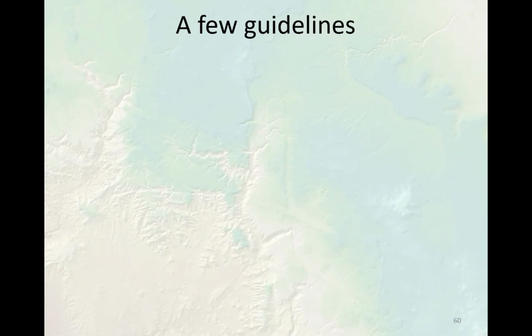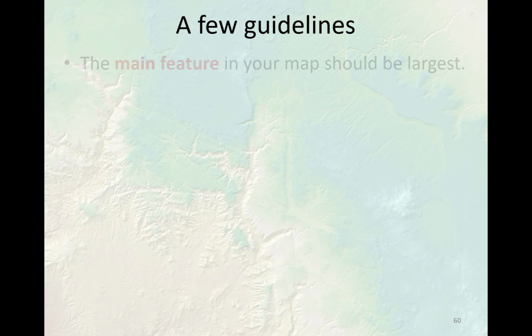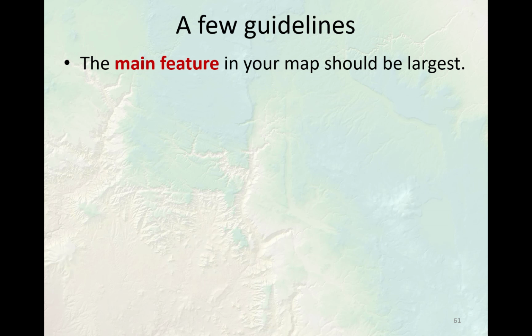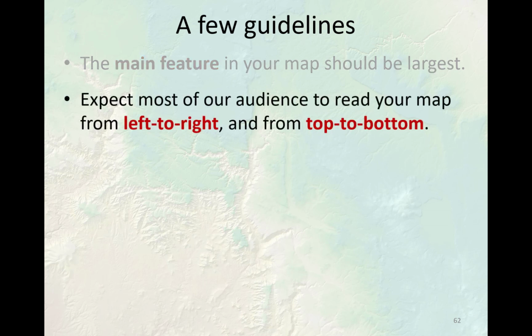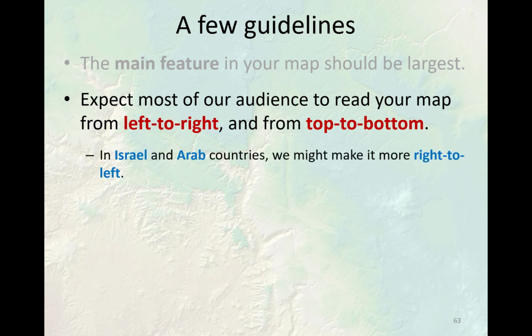Let's discuss a few guidelines as you make maps in ArcMap. So first off, the main feature in your map should definitely be the largest. Whatever it is you're wanting the person to notice should be the thing that first catches their eye. Next, if you want your viewer to look at your map elements in a particular order, like if they form parts of a larger story, you should arrange those map elements the way a person would typically read a document. So in the United States, you'd expect the person who sees your map to review it from left to right and then from top to bottom. But if you're making maps for folks in Israel or in Arab countries, you might arrange the map elements from right to left.